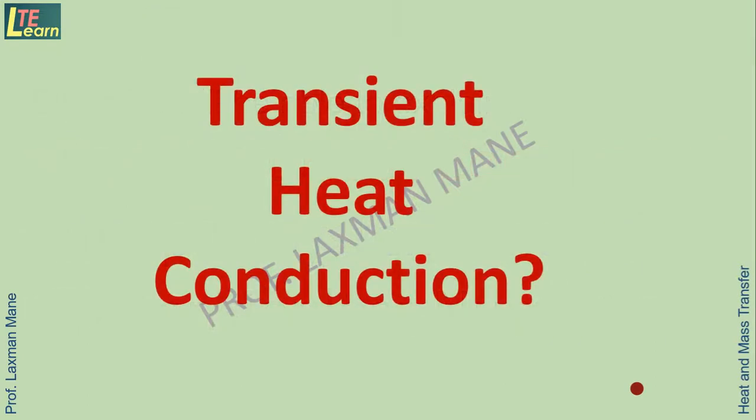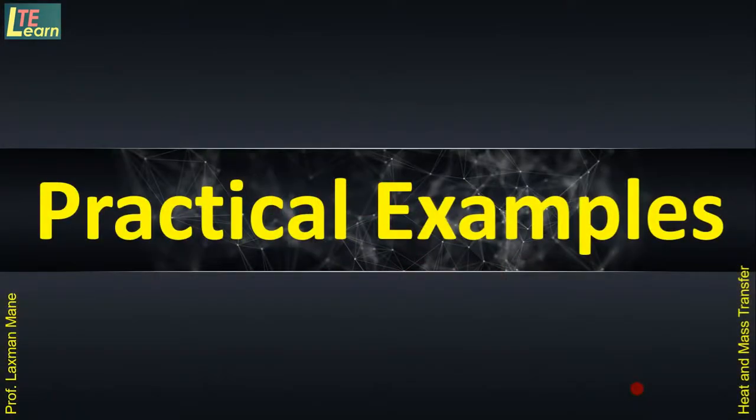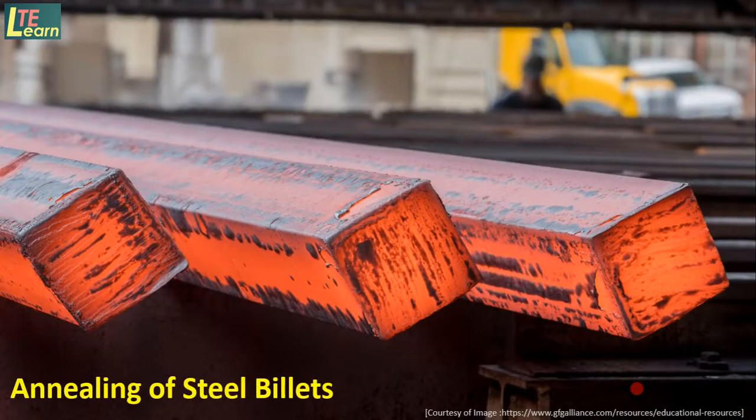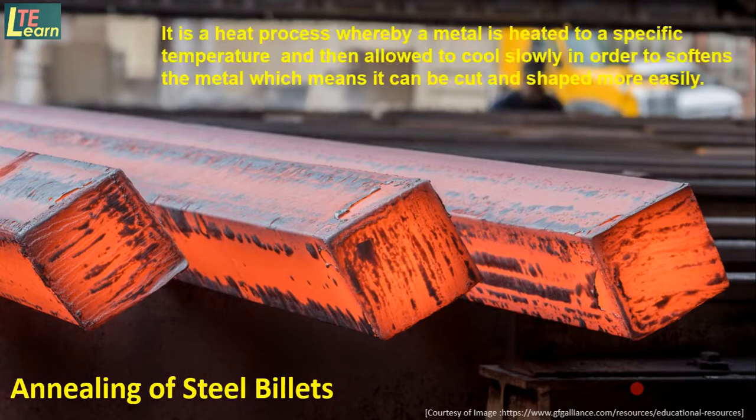Do you know what is transient heat conduction? Let us see some practical examples. Annealing of steel billets. It is a process whereby a metal is heated to a specific temperature and then allowed to cool slowly in order to soften the metal, which means it can be cut and shaped more easily.